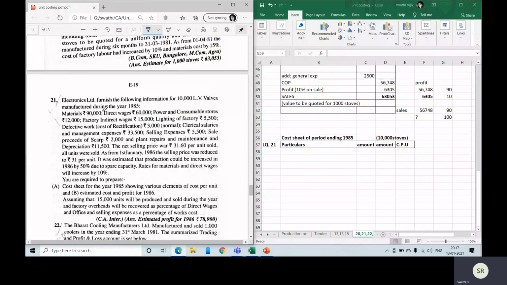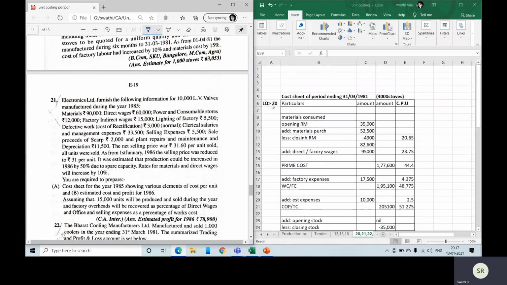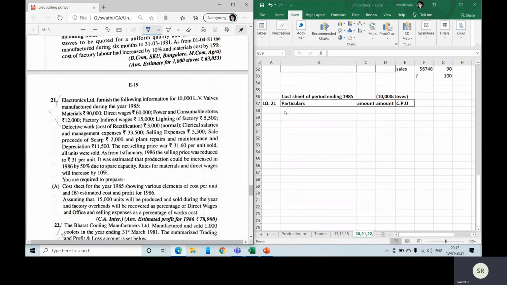All right, hello everyone. Here we are again doing unit costing questions. The last question that we solved in class was unit costing question number 20, and there were very few people. So I thought the rest of the questions I'll just do here. The 21st question is this.